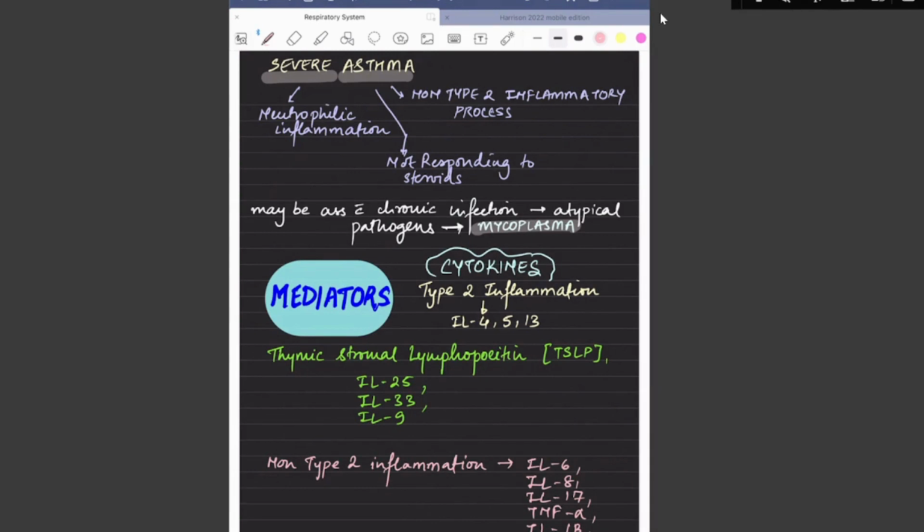Now let's study the mediators. The first is the cytokines. As we have already seen, there is type 2 inflammation which in turn causes interleukin 4, 5 and 13 to be released. There is also something called thymic stromal lymphopoietin, and the other interleukins, that is 25, 33 and 9. The non-type 2 inflammation includes release of interleukin 6, 8, 17, tumor necrosis factor alpha, and interleukin 1 beta.